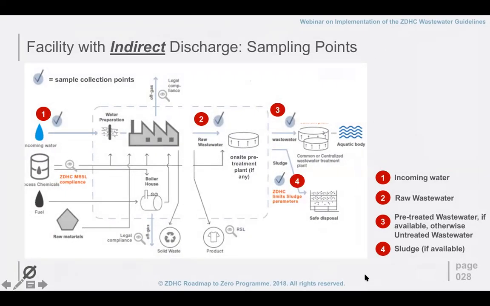Okay, for indirect discharges, you'll see the same diagram, and it shows you the different configurations where there might be pre-treatment at the manufacturing facility. You see the incoming water, raw wastewater, the pre-treated wastewater, or if there is no pre-treatment, that would just be the raw wastewater, and then the sludge if it's available. All right, next slide.